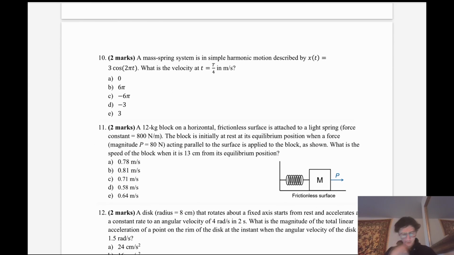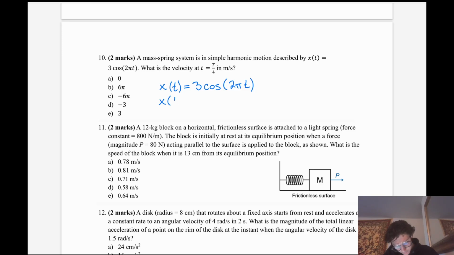A mass spring system is in simple harmonic motion described by x as a function of t equal to 3 cosine 2 pi t. What is the velocity at t equals T over 4 in meters per second? So what is the velocity? Man, you have to take a derivative here. So I know that x of t is equal to 3 cosine 2 pi t, right? What is the velocity at t equal to this?